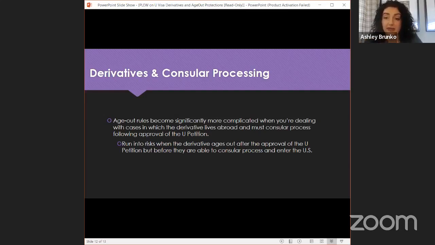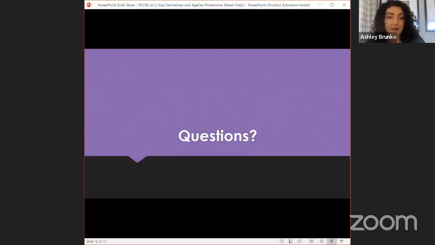And generally there is a pretty significant, or sometimes significant, time gap between that approval and when an appointment can be scheduled to get the visa in the passport. And so there are particular concerns to be aware of if someone is changing a relevant age between those time periods. So all that to say, if you have a derivative or are a derivative living abroad, please pay special attention to that issue. So that completes today's presentation on U non-immigrant status, derivatives, and age out protections.